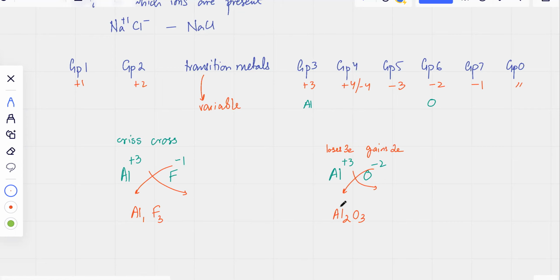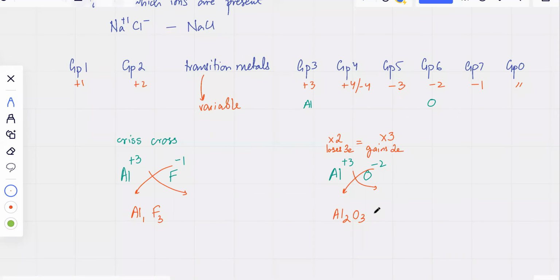The only way that's possible is if you have 2 aluminiums, the total electrons lost is going to become 6. And if you have 3 oxygens and each oxygen gains 2 electrons, then 3 oxygens will gain a total of 6 electrons. So when you do crisscross, the electrons gained and lost automatically become equal, and that's the ratio in which they're going to exist. For every 2 aluminium ions, there are going to be 3 oxygen ions in the lattice. If you have 2,000 aluminium ions, there are going to be 3,000 oxygen ions.